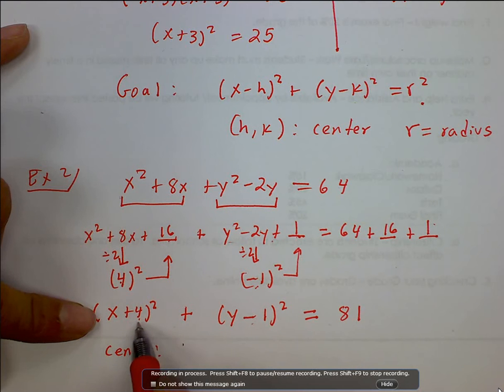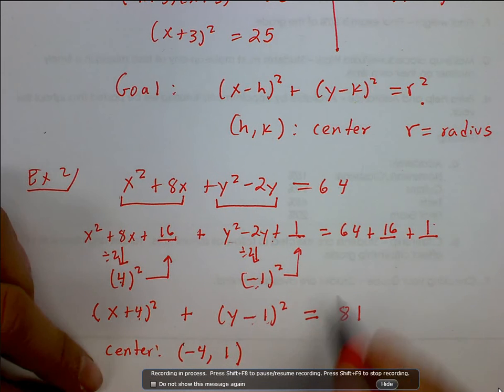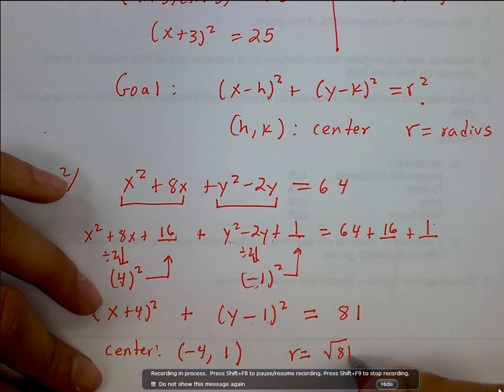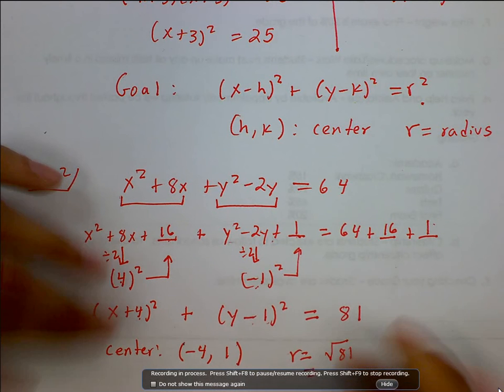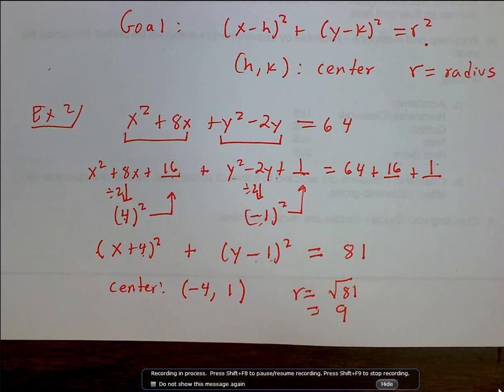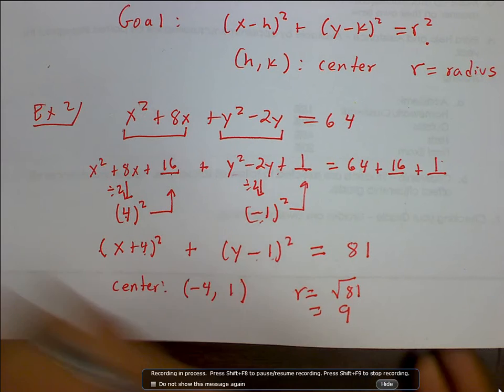Because you're moving away from the origin, what number makes a 0 here? That number is going to be negative 4, and on this one it is going to be 1. So the center is that. Now the radius of the circle is the square root of 81, so that is equal to 9.